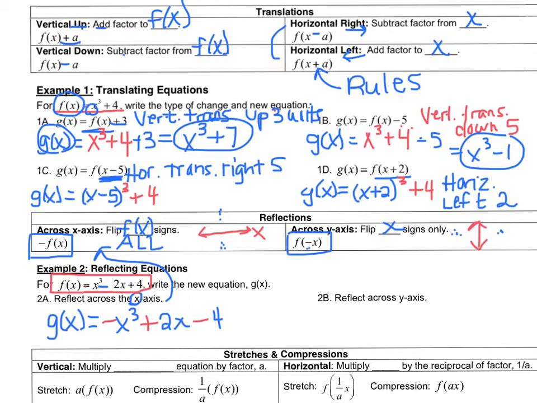On 2b, this one we're going to need to flip across the y-axis, so we're going to do the rule right above that. We're only going to flip the signs on the x's to flip across the y-axis. So the new equation, we're going to flip the first sign, so not positive x to the third, but negative x to the third. We'll flip that minus 2x to plus 2x. And then that last number, the plus 4, it doesn't have an x by it, so it stays plus 4.